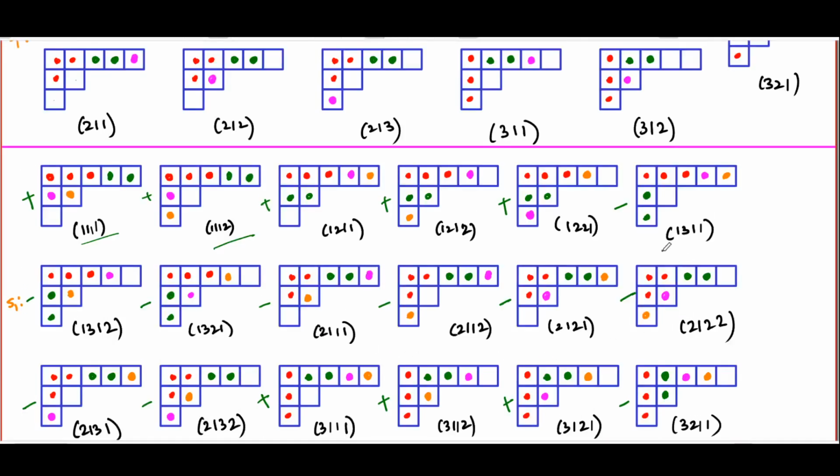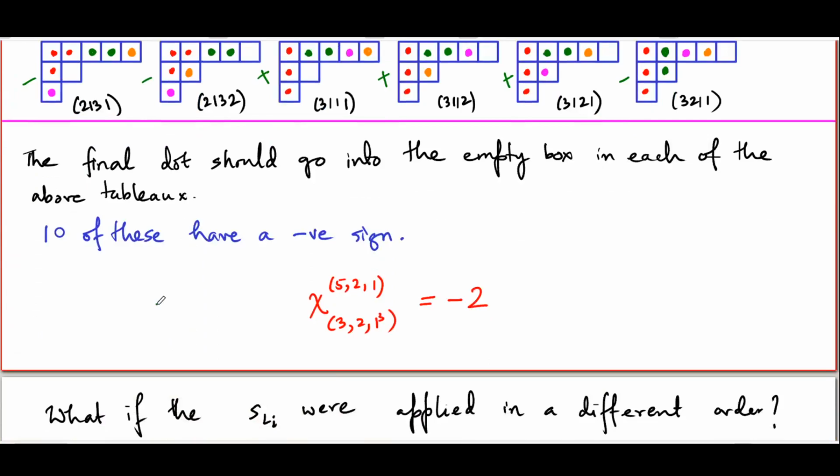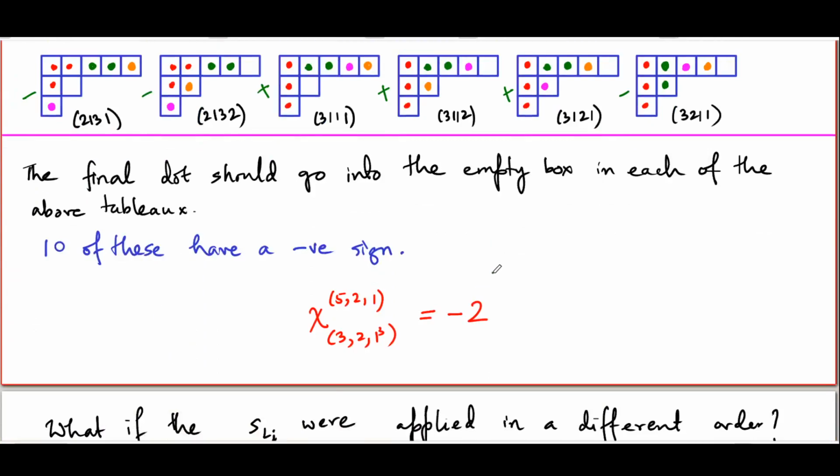So out of the 18 Young diagrams that you have, 8 come with a plus sign and 10 with a minus sign. And therefore, when you add them all together, you get the corresponding character of plus 8 minus 10, that's minus 2. So this is the character for this particular class corresponding to this particular array.